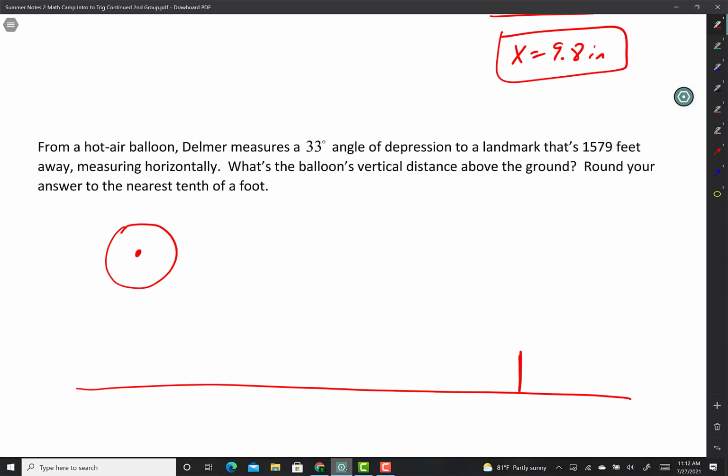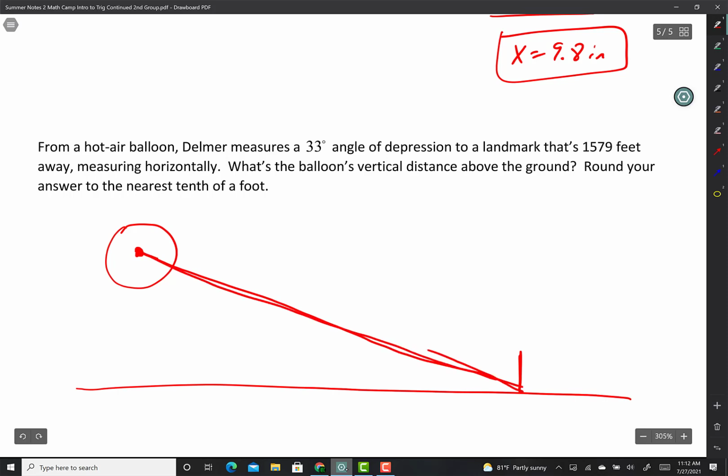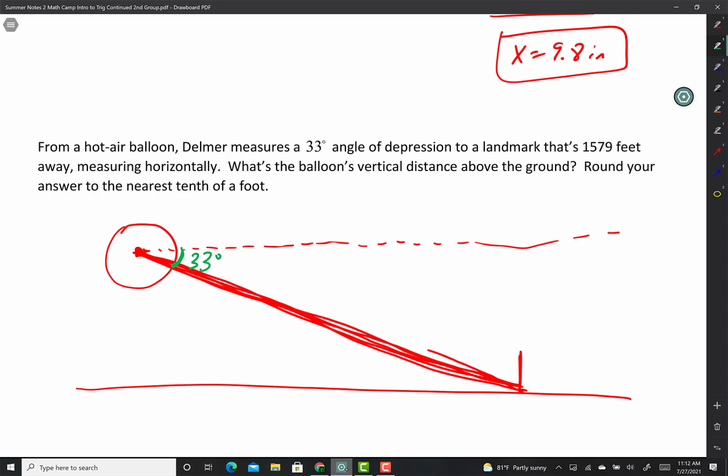So let's see. Angle of depression of 33 degrees. So from the center of that, here's my triangle. Oh man, that's supposed to be the hypotenuse, but I didn't do a good job. And here's my horizontal. So that means this is 33 degrees right there. I put 30, but I meant 33. Does that make sense, guys? All right, and then I just do this.